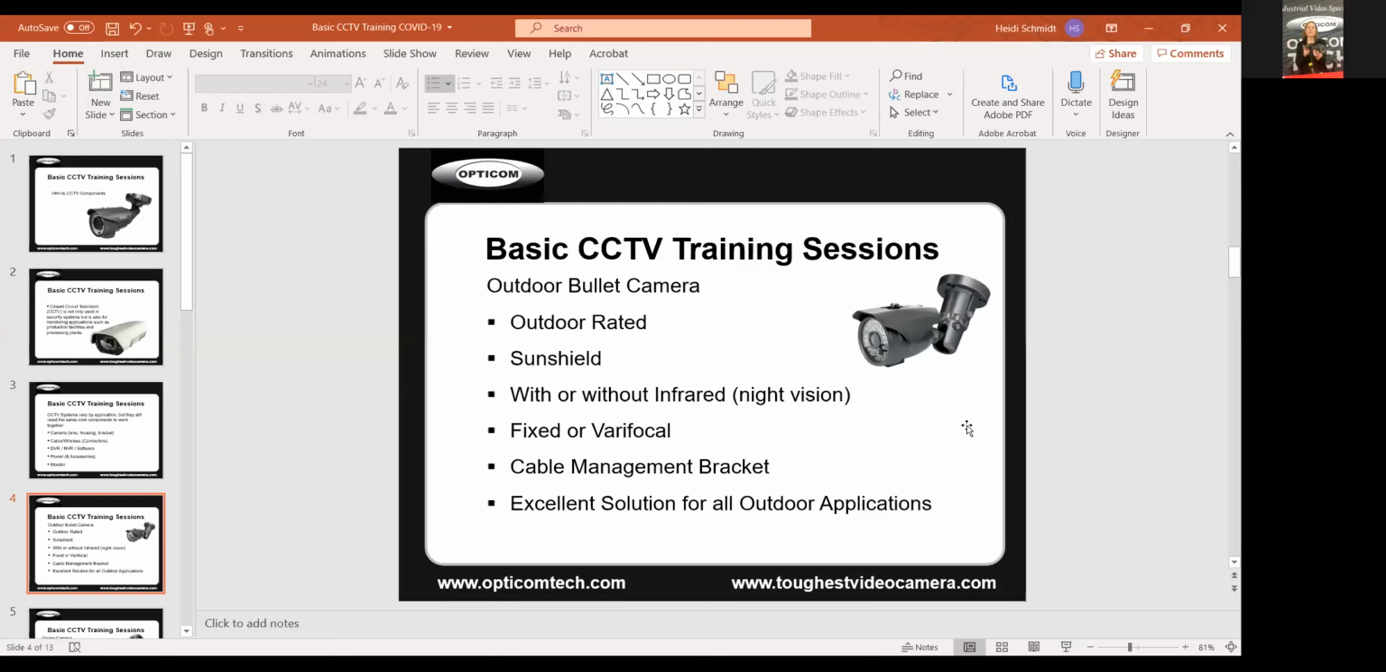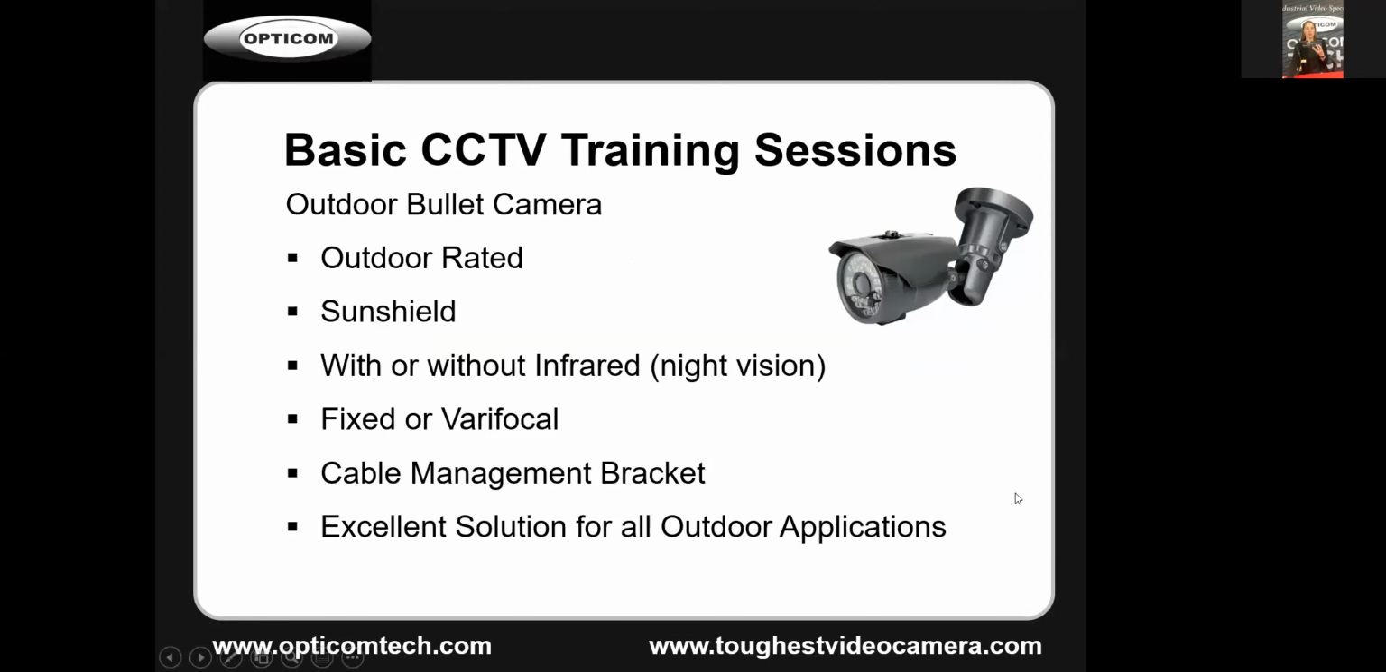But all right, so this is a bullet camera, right? So to give you that idea of what a bullet camera actually looks like, this is it. So there we go, we're shared, right? This one's got a cable management bracket, and you can see it on the screen as well. So the cable actually goes through that.